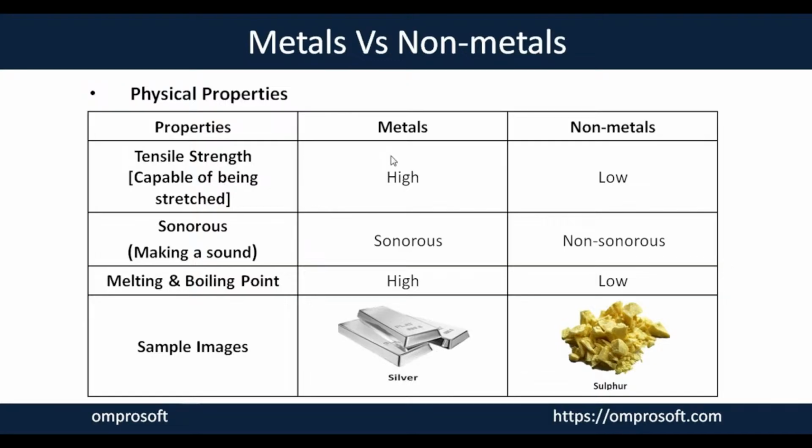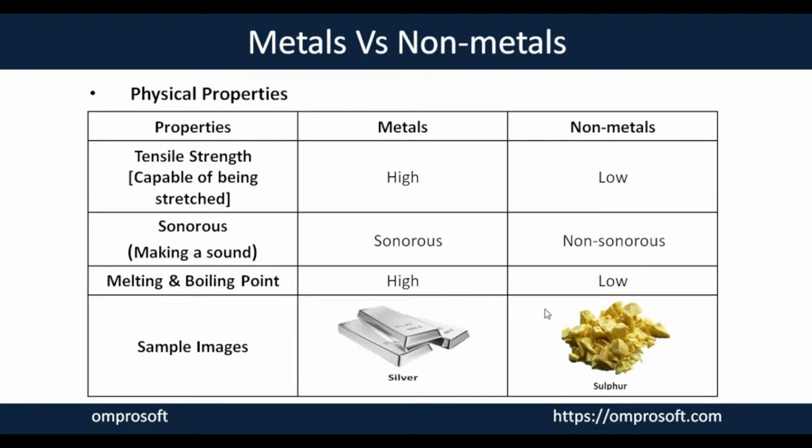As I told you, metals have strong intermolecular interaction between each other. That is why they need a high amount of energy to break that bond and change their state from solid to liquid, liquid to gas. Due to this reason, metals have high melting and boiling points.